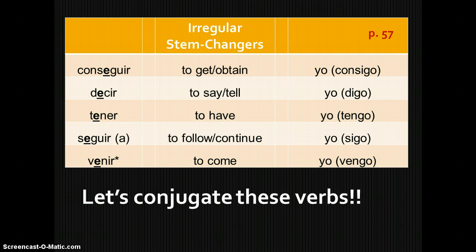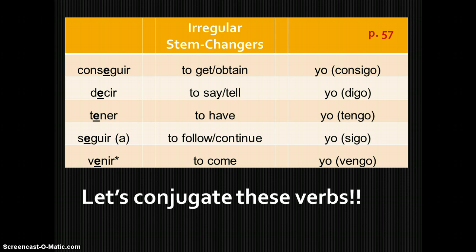Now there's a few on the bottom of page 57 that are irregular and stem changers. We talked about these during the stem changers unit. I really didn't have you know all of them for the stem changing unit, but now I want you to know all of them for the irregular verb unit.